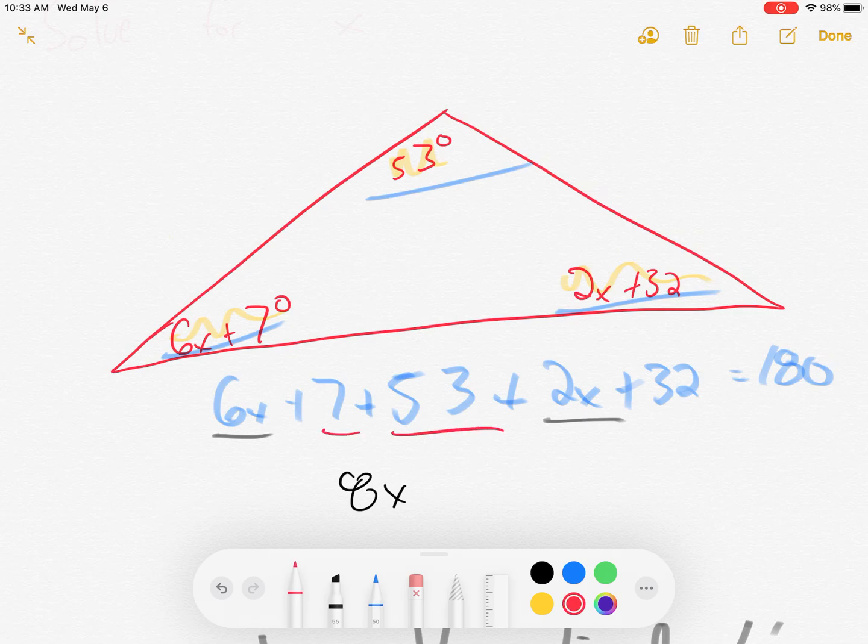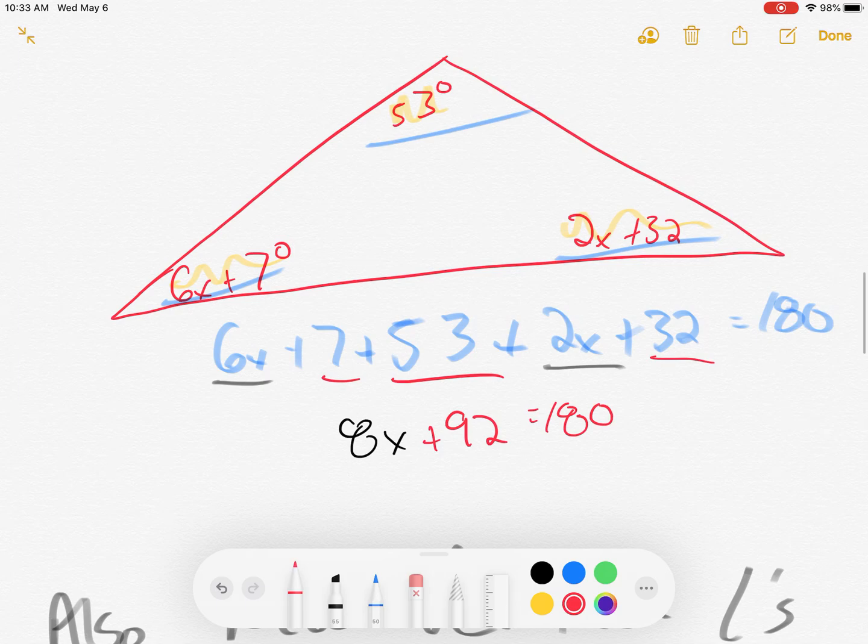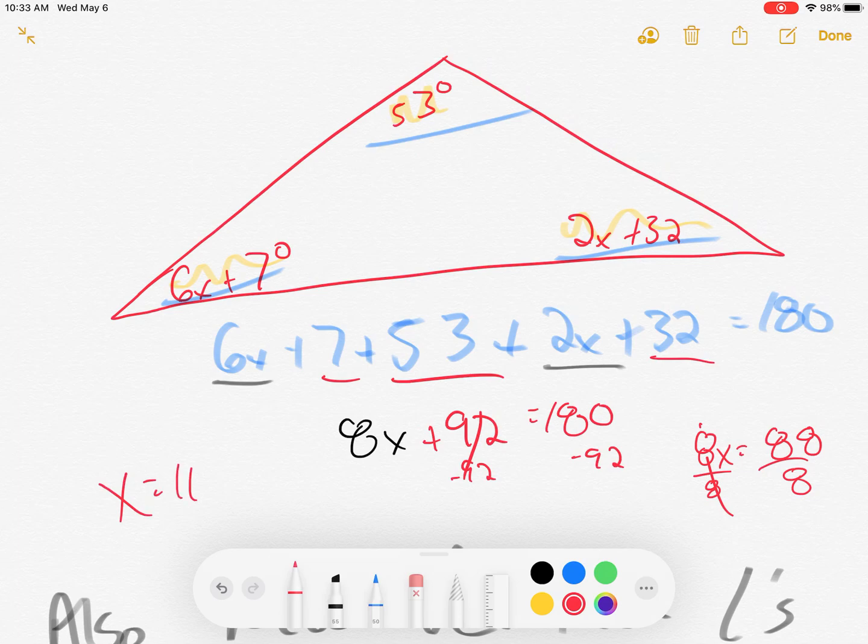Now I'm going to combine like terms. 7 plus 53, you can do that one in your head. 7 plus 53 is 60. You could probably add this in your head too. 60 plus 92, or you can use a calculator for all that, equals 180. Let's get x by itself, minus 92, minus 92. 180 minus 92, grab a calculator or in your head, you should get 8x equals 88. From here, you should be able to divide by 8, and get x equals 11 for that problem.